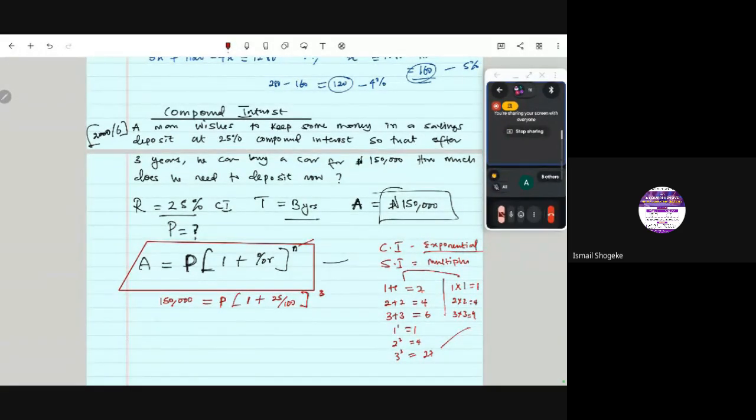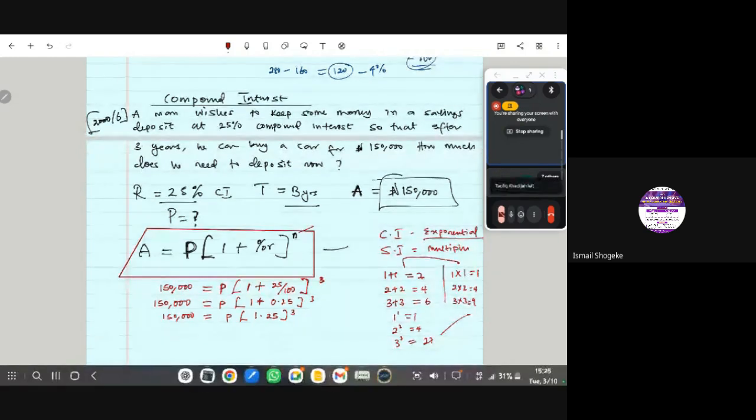Now, I have 150,000 is equal to P into bracket 1 plus. You guys need to start acting like mathematicians. This 25 over 100, just write it as 0.25. This to power 3. Then you have 150,000 is equal to P, this is 1.25, this to power 3. Now you can do 1.25 to power 3.